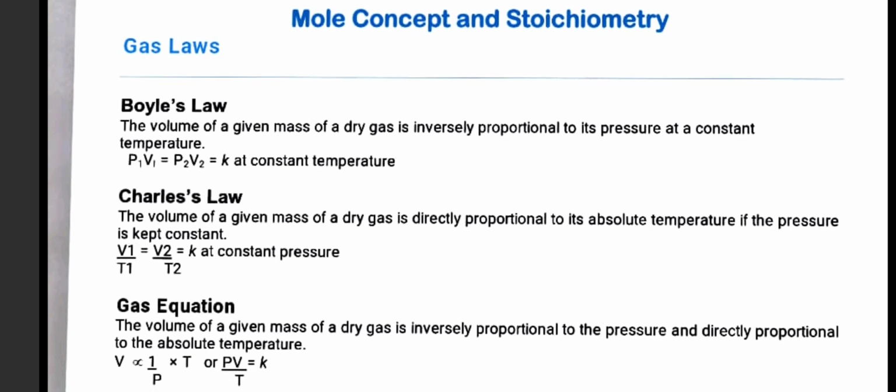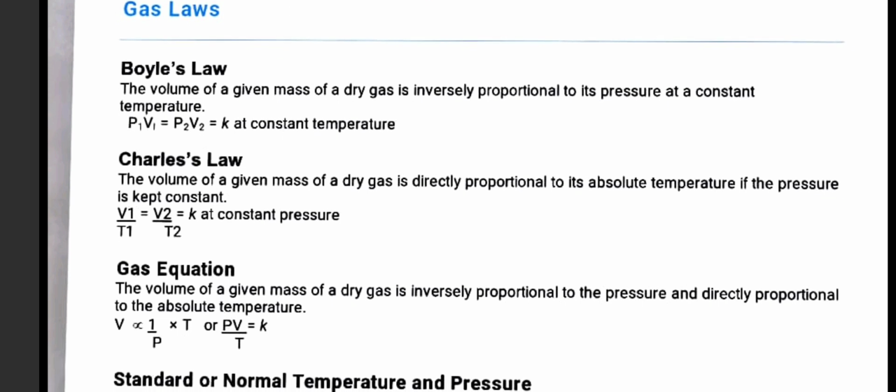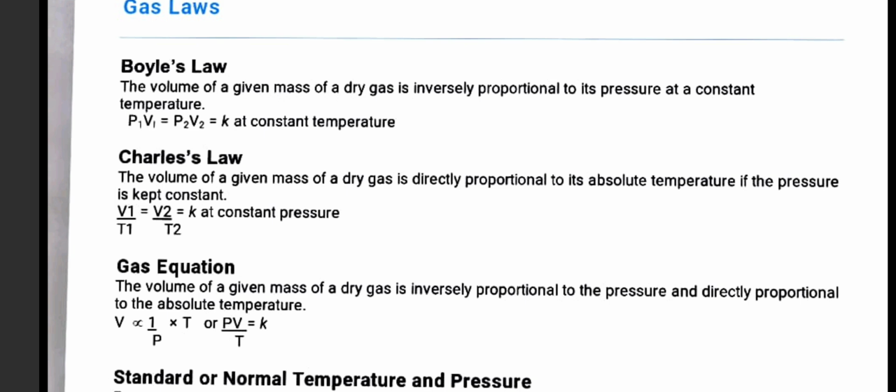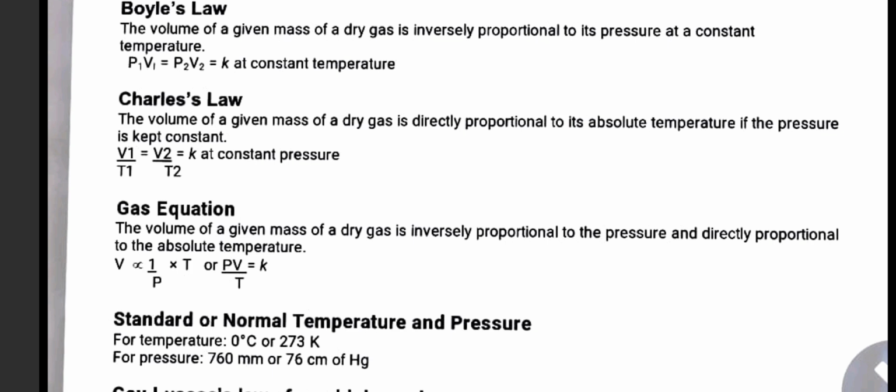Now what is Charles' law? The volume of a given mass of a dry gas is directly proportional to the absolute temperature if the pressure is kept constant. So V1 upon T1 is equal to V2 upon T2, which is equal to K at a constant pressure. So let's start with the gas equation now.